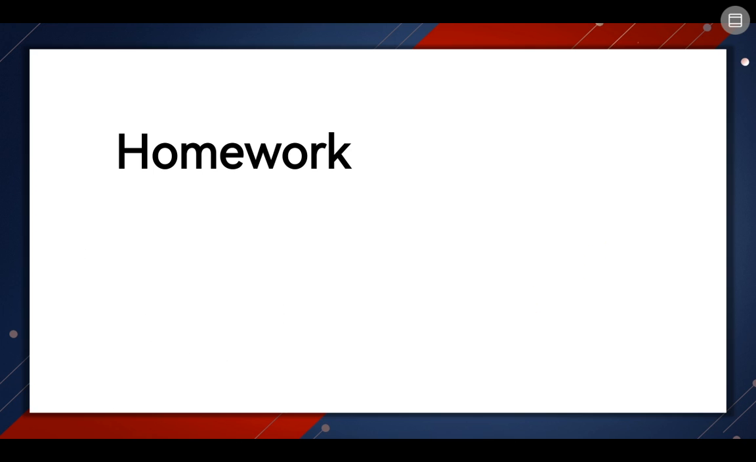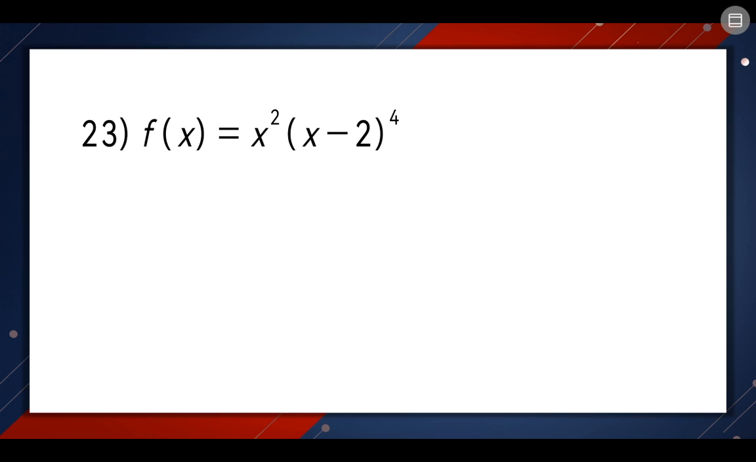Okay, we will start our homework part. And 23 is about f(x) equal to x squared multiplied by (x minus 2) to the power 4. And we know dy divided by dx equal to 4x squared multiplied by (x minus 2) to the power 3 plus 2x multiplied by (x minus 2) squared. And then square.